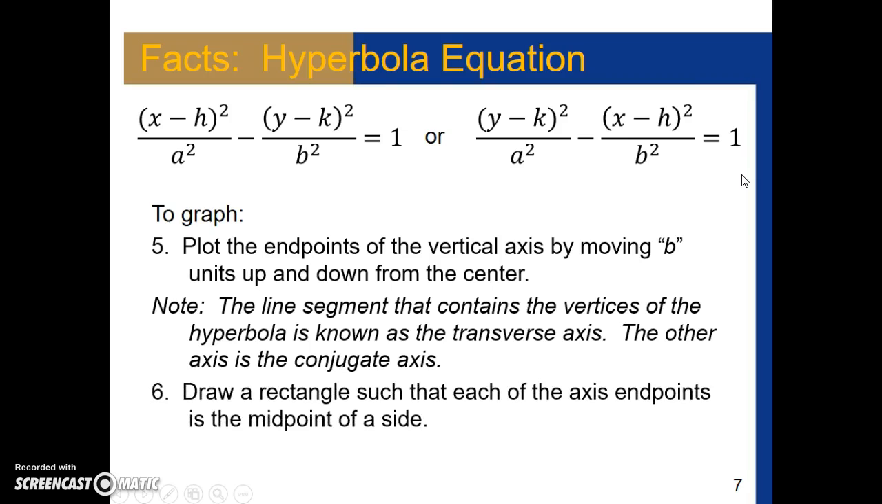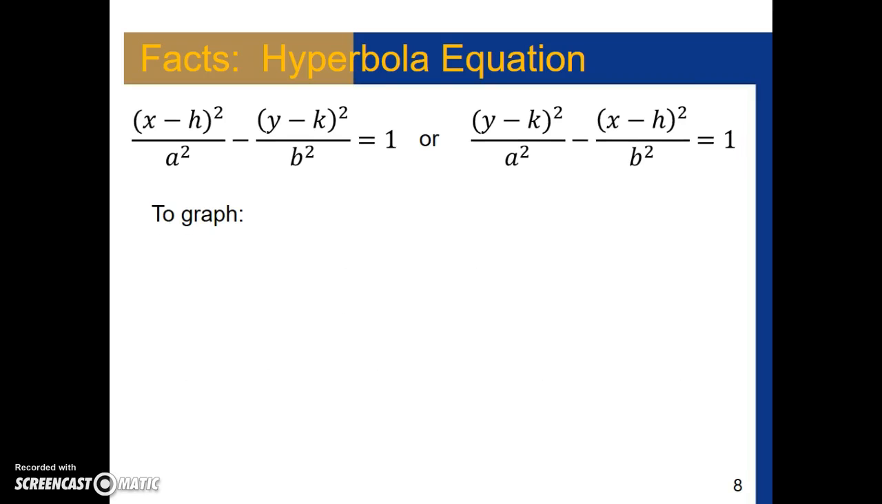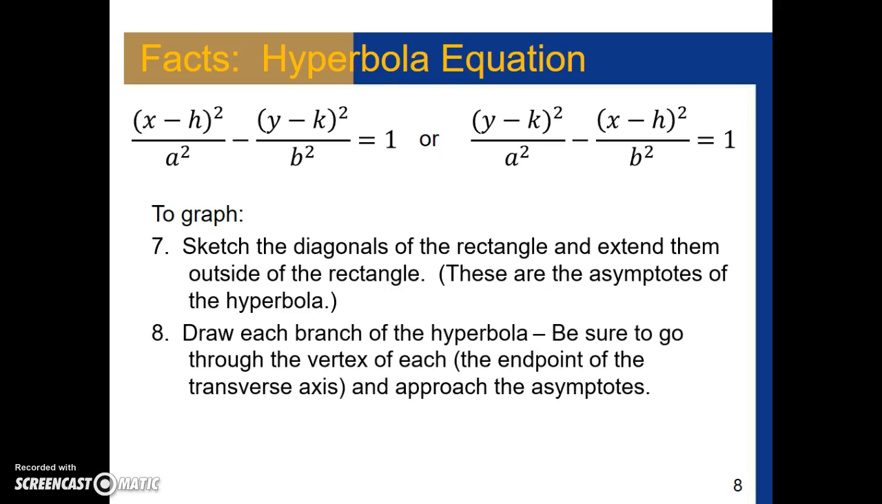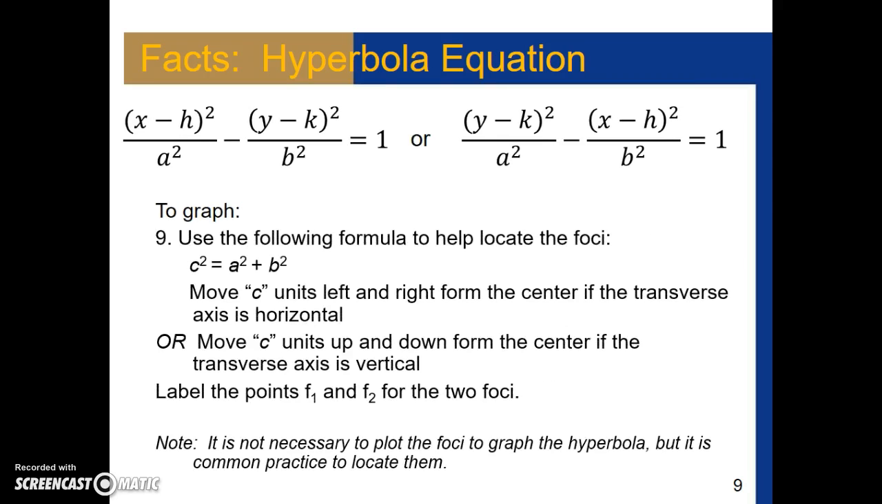So that's again going to be equivalent to our major and minor axis that we had in ellipses. We'll now draw a rectangle so that each of the axis endpoints is the midpoint of a side. So we'll draw the rectangle, kind of a box there in the middle that will allow us to see where our asymptotes go through, and you'll kind of see what I'm talking about when we do our first graph. We'll sketch the diagonals of the rectangle and extend them out of the rectangle. Those are the asymptotes of the hyperbola. We'll draw each branch of the hyperbola, whether it opens left or right or whether it opens up or down, and then we'll draw it so that it approaches the asymptotes that we found.